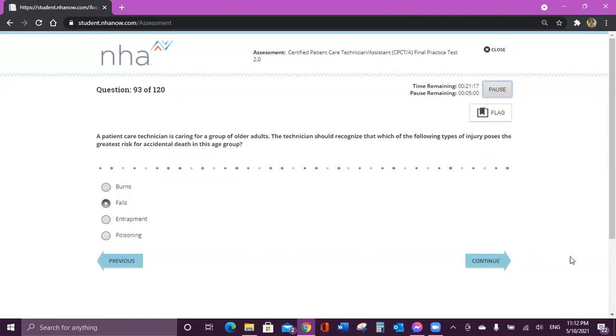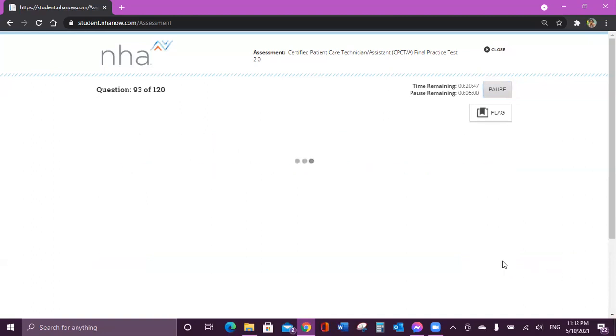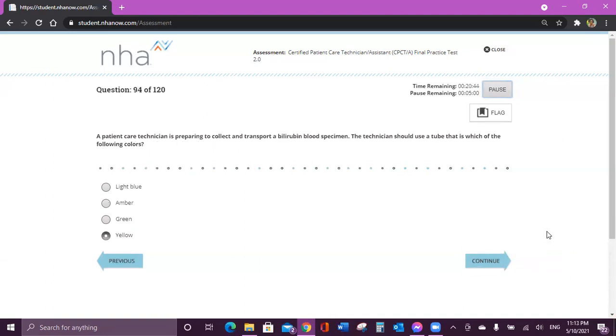A patient care technician is caring for a group of older adults. The technician should recognize that which of the following types of injury poses the greatest risk of accidental death in this age group? Burn, fall, entrapment. La misma. No, esa misma fue. Si quieres, cogiste la correcta.